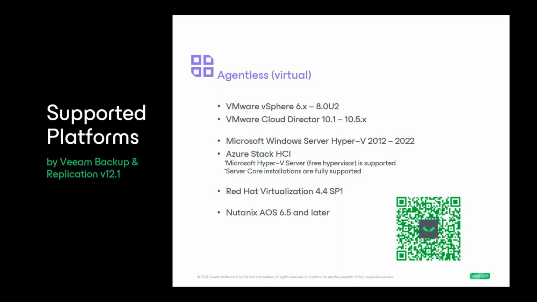Red Hat and Oracle KVM and Nutanix AHV would require AOS 6.5 or newer, 4.4 or newer for Red Hat. And this is true as of today. You know, it's always changing in future versions, but we always keep our documentation up to date.